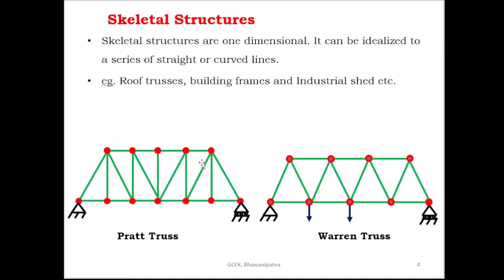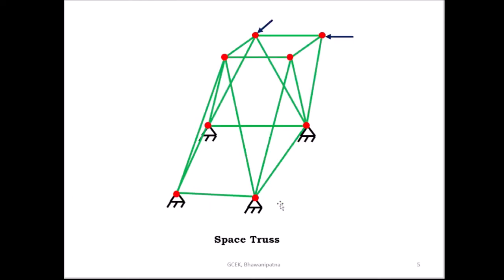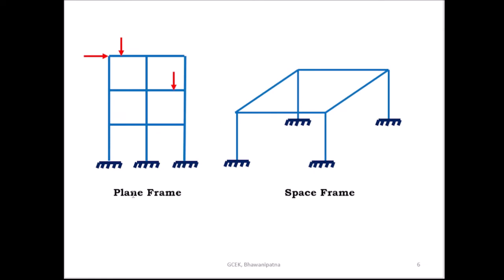So here this is the truss, this is the Pratt truss, and this is the Warren truss. This is a two-dimensional truss, and this is the space truss. This is a three-dimensional truss, and this is the plane frame, a two-dimensional plane frame, and this is the three-dimensional frame. So this is a space frame, and this is a three-dimensional frame.